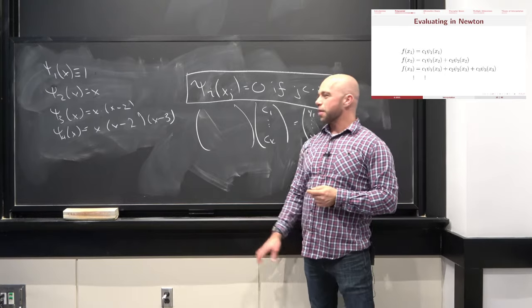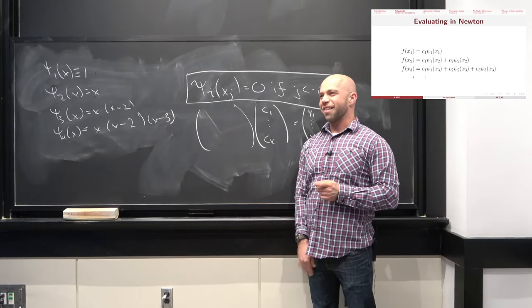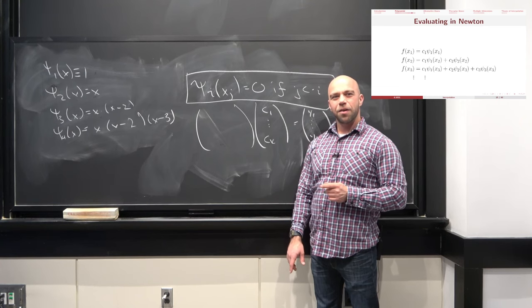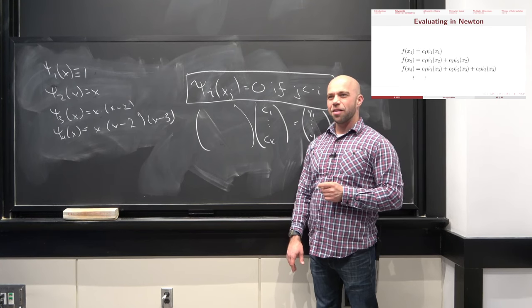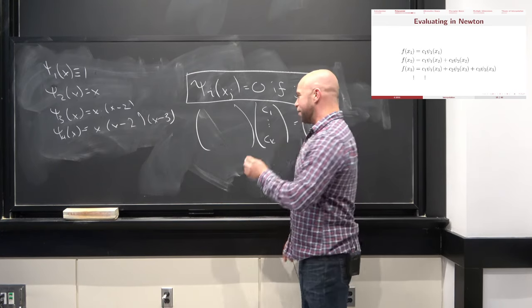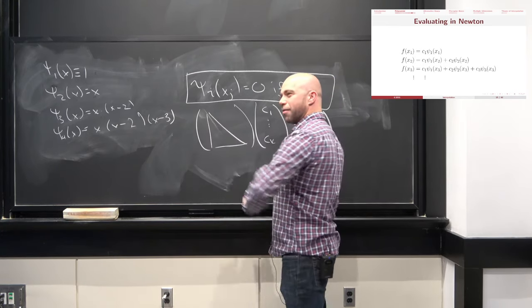So in our first example, this was the Vandermonde matrix. The second example, this was basically the identity. What can we say about this matrix? What happens here? Axel's absolutely right. This is a lower triangular matrix. That's what we just showed.